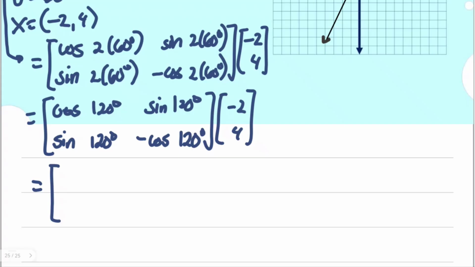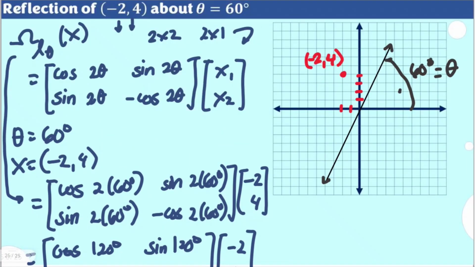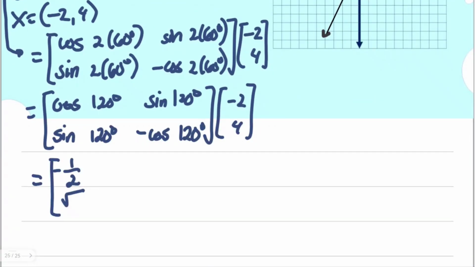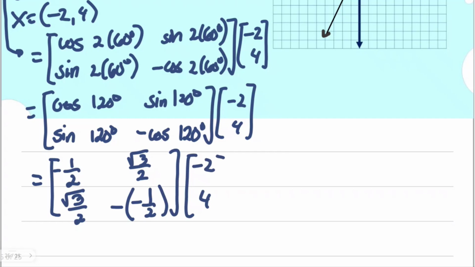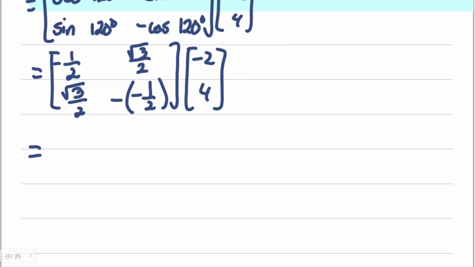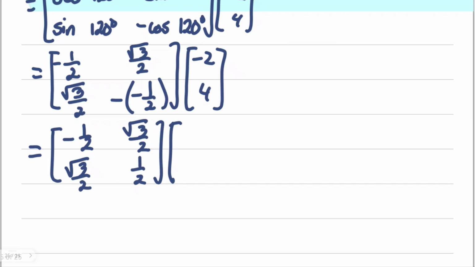Now, just remember the special angle. What is cosine 120 degrees? It's actually in the second quadrant. The cosine for that is actually equal to negative 1/2, because the cosine of 120 degrees is somewhere here, so the cosine is negative. So the sine is positive square root of 3 over 2. You have here square root of 3 over 2 and the negative of negative 1/2. You have here negative 2 and then 4. So you will have here negative 1/2, positive square root of 3 over 2, positive square root of 3 over 2, and positive 1/2, now to be multiplied with negative 2 and 4.